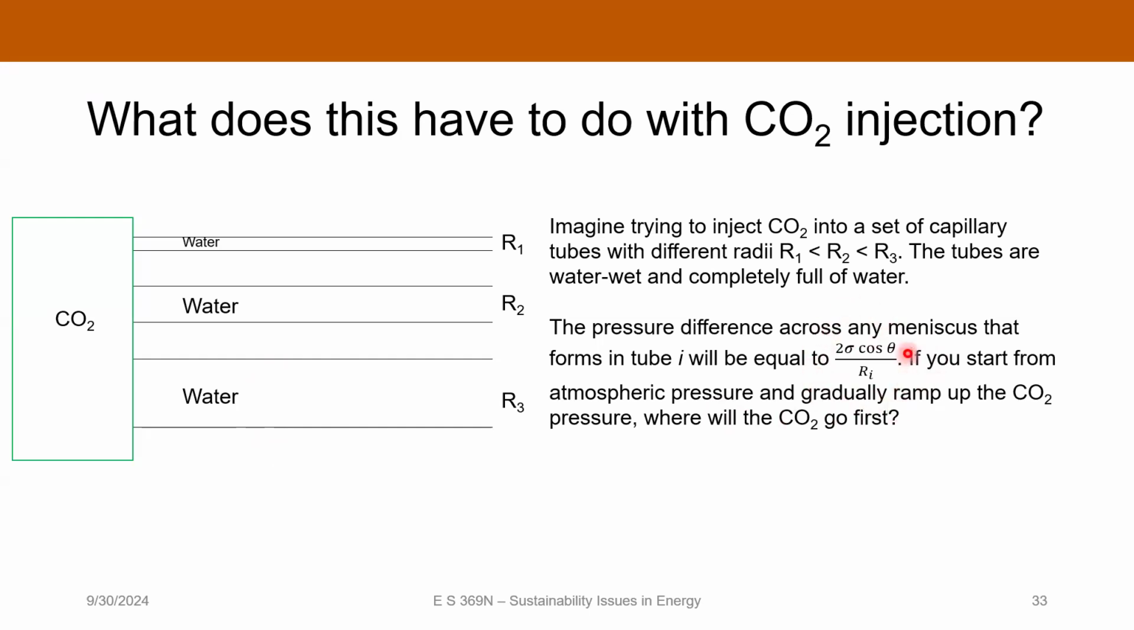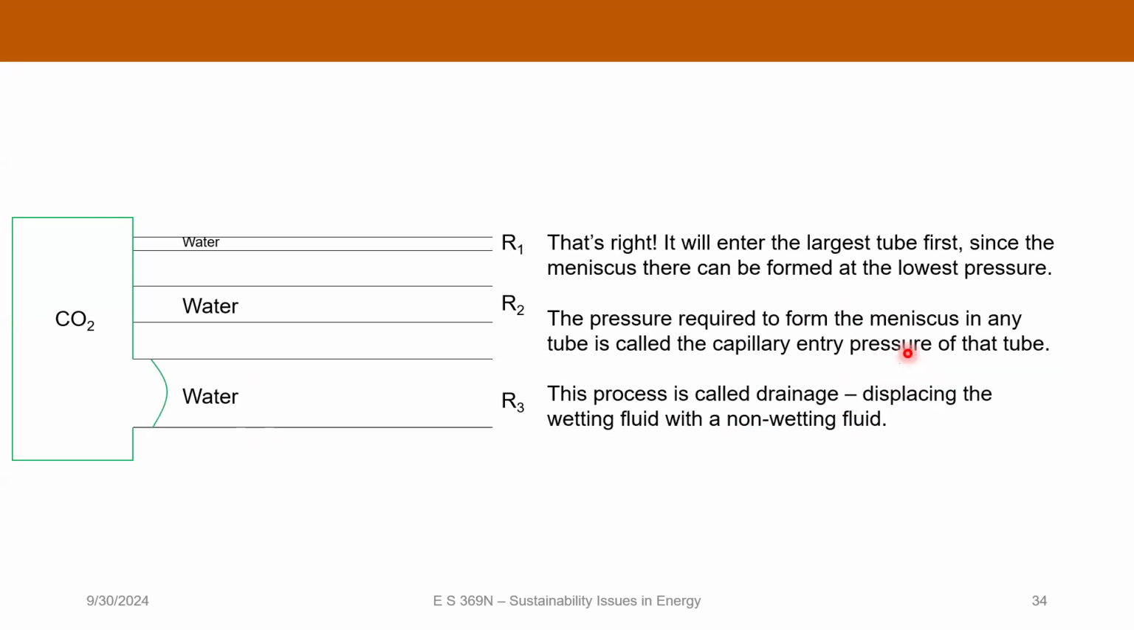Because Washburn's equation tells us that that pressure difference is going to be inversely proportional to the radius of that tube. So what we see is we will preferentially go into the larger or the largest pore first, because you can form that interface at the lowest pressure. We haven't gotten up to a pressure where we can form an interface within these tubes.